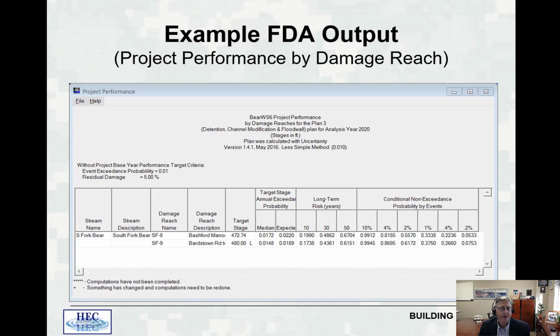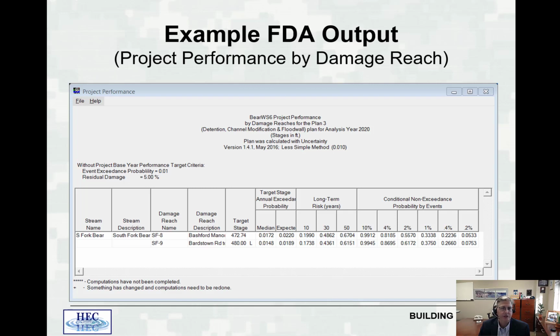Another table that you can get out of the FDA reports is the report on project performance by damage reach. Here's two damage reaches, South Fork of the Bear River, South Fork damage reach 8 and damage reach 9. And if you look across, you can get the annual exceedance probability. You can get the long-term exceedance probability, or LTEP, and those of 10, 30, and 50-year time periods. And then you can get the conditional non-exceedance probability by events.